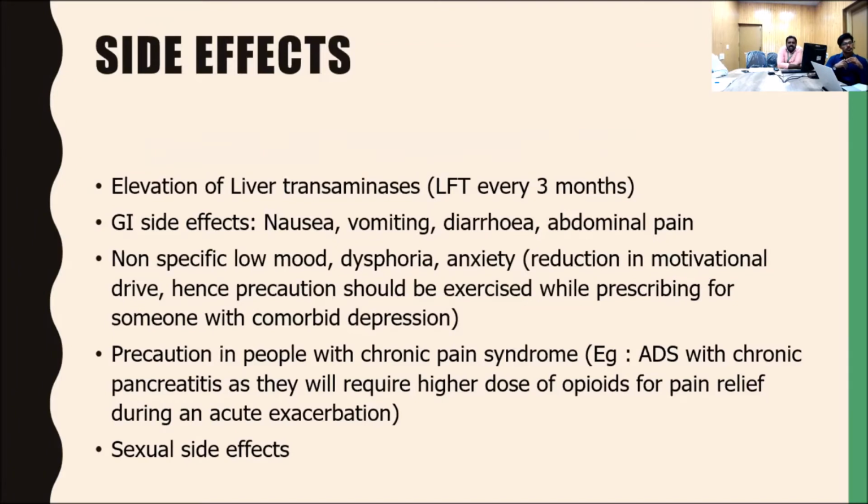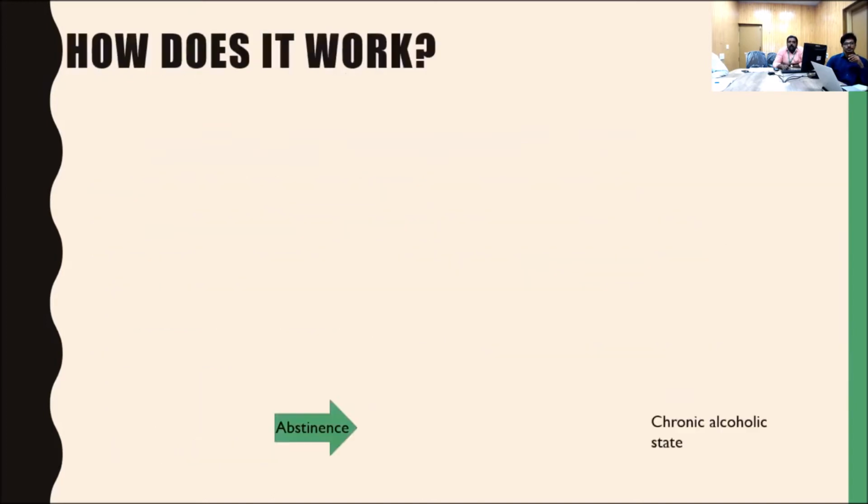It can also have various kinds of sexual side effects, with reduced libido and delayed ejaculation. These sexual side effects are also sometimes complained of with naltrexone. But the major ones are: do an LFT. The GI side effects are the immediate side effects, because in some people it reduces the appetite significantly. And non-specific low mood and dysphoria are things that you need to actively ask for and tell your patient, and that also needs to be looked at.